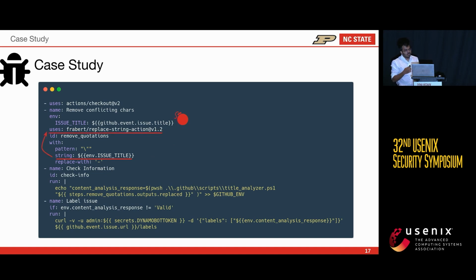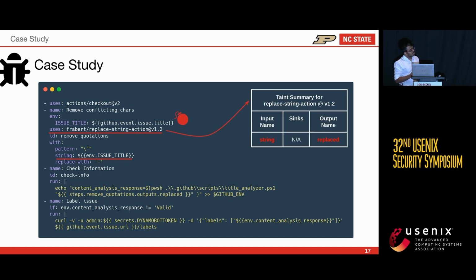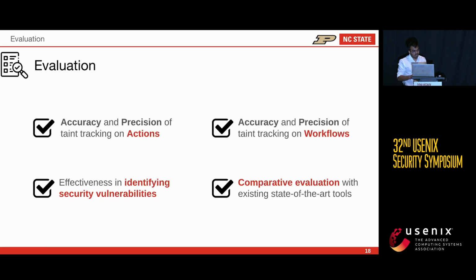Now ARGUS, when it encounters an action, tries to go to the taint summary database. And in the taint summary database, it notices that the taint from the variable input string flows into an output named replaced. Now in the very next step, you can see that the output replaced is actually being used in a bash command. So this basically causes a command injection vulnerability. So how can an attacker exploit this? In the very next step, you can see that there is a secret Dynamo bot token, which the attacker can exfiltrate using this vulnerability.